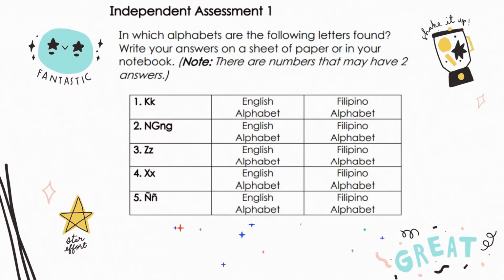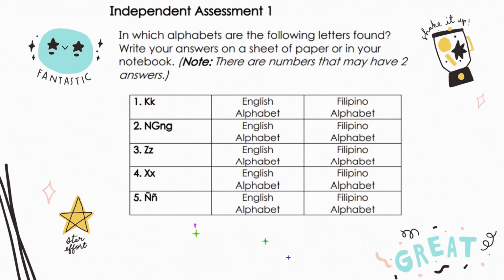For independent assessment 1, in which alphabets are the following letters found? Write your answers on a sheet of paper or in your notebook. Note, there are numbers that may have 2 answers. We are going to write whether the given letters in each number are found in English or in Filipino. Write your answer in your notebook.